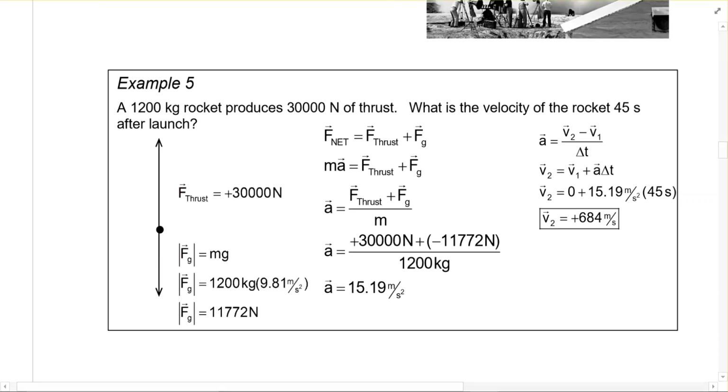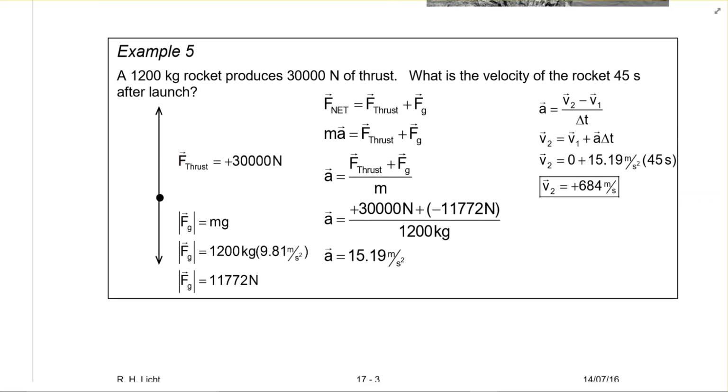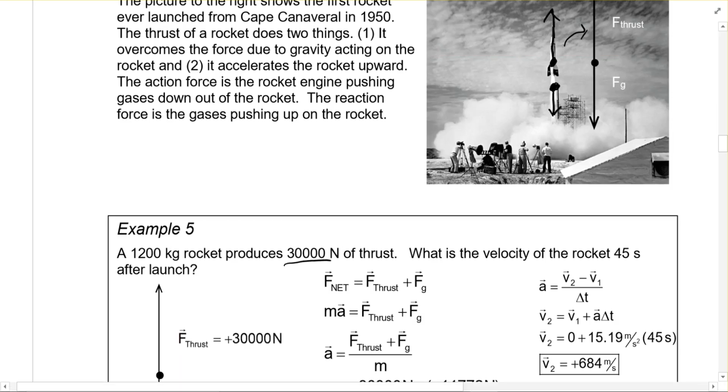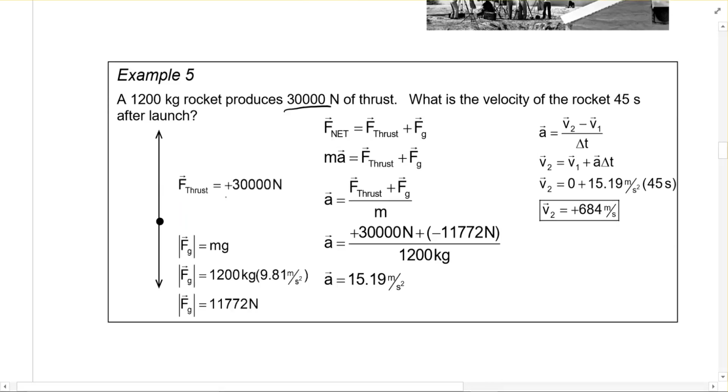All right, so moving on here. A 1200 kg rocket produces 30,000 newtons of thrust. What is the velocity of the rocket 45 seconds after launch? So we can start off with our free body diagram here. We know the thrust is upward. We're going to ignore the free body diagram, like I said, on the gases, right? That's just how we kind of got to where we were at. And technically, I shouldn't have drawn that arrow so small. It should be the same as the one going up. Yeah, so force thrust is going upward.